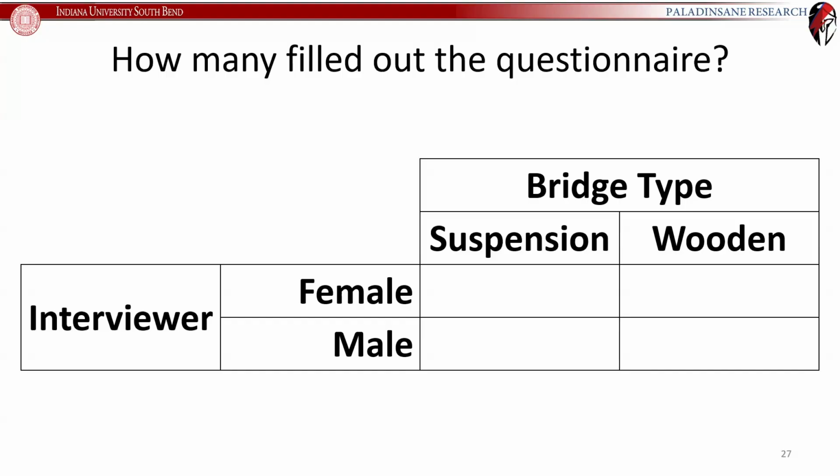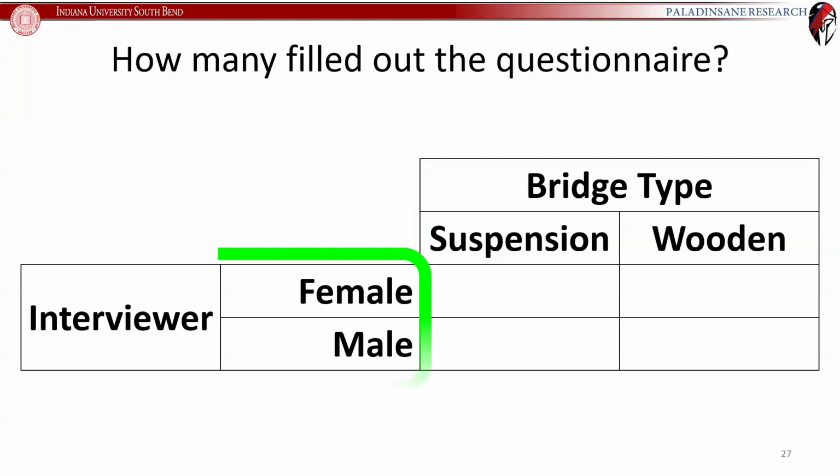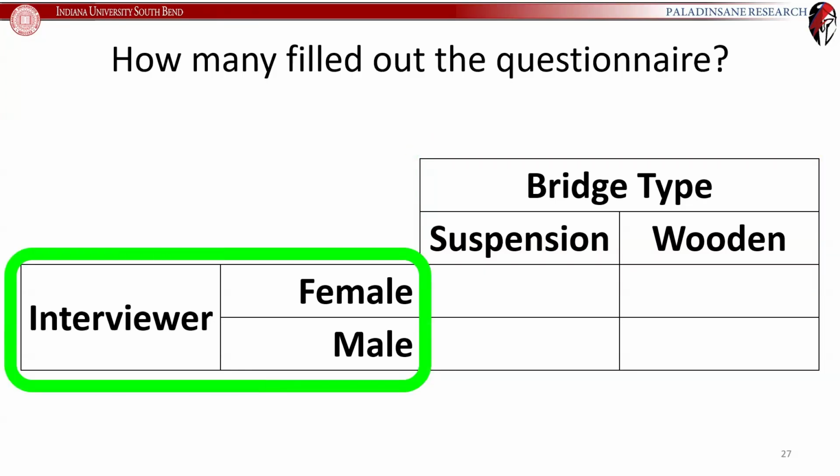We got a two categorical variable frequency table. So the two variables are, number one, the bridge type. Were they approached on the suspension bridge or were they approached on the wooden bridge? And then number two, who approached them? Was it a female interviewer that approached them or was it a male interviewer? So now we're going to be able to see the relationship between those two variables.